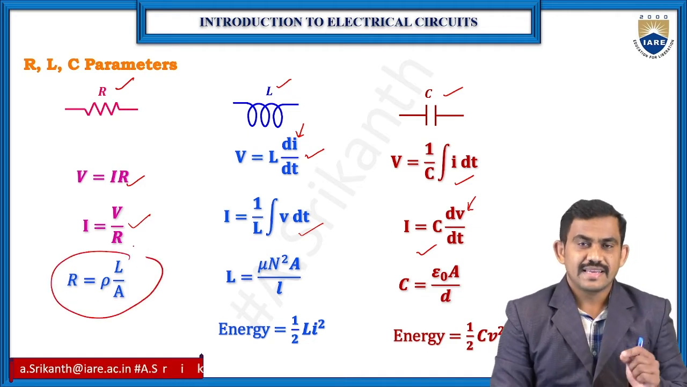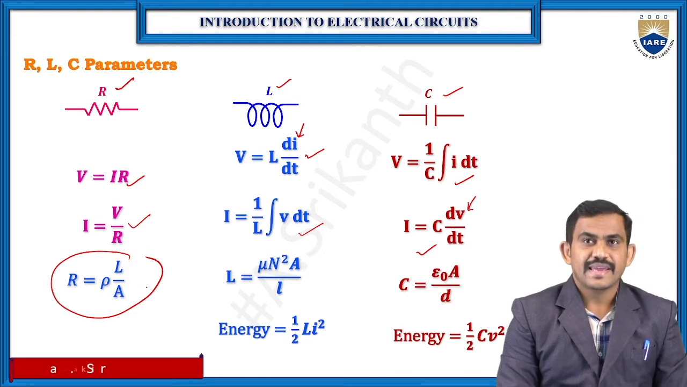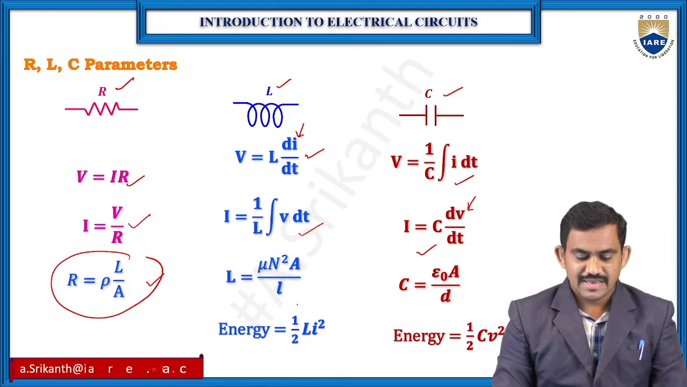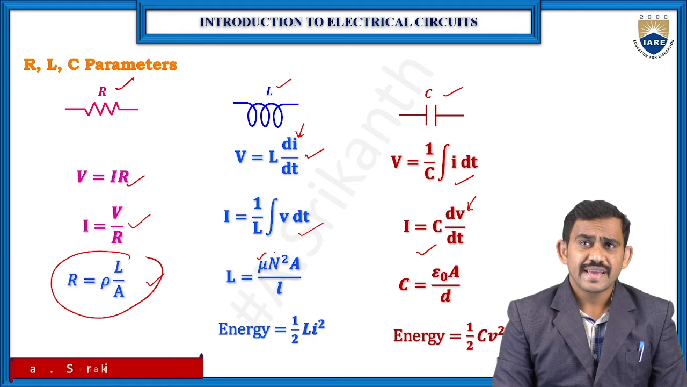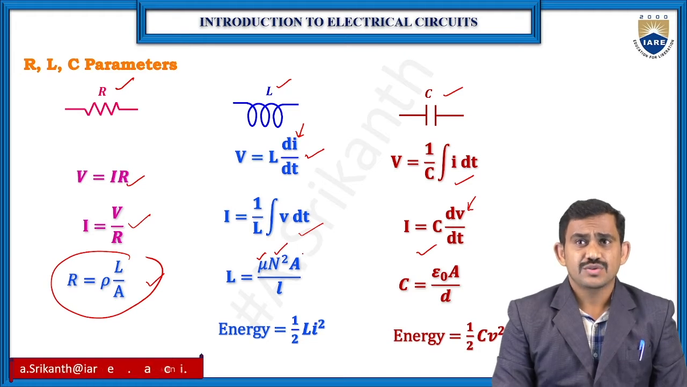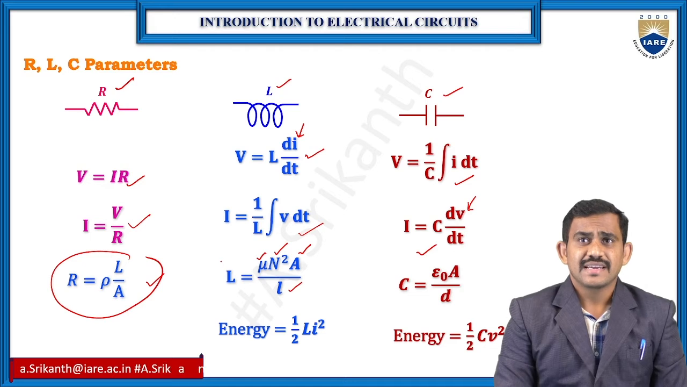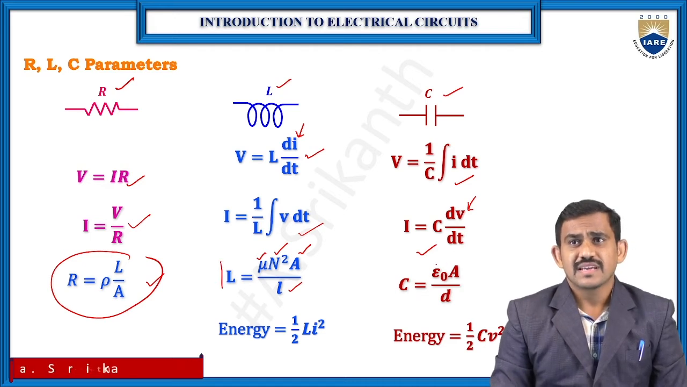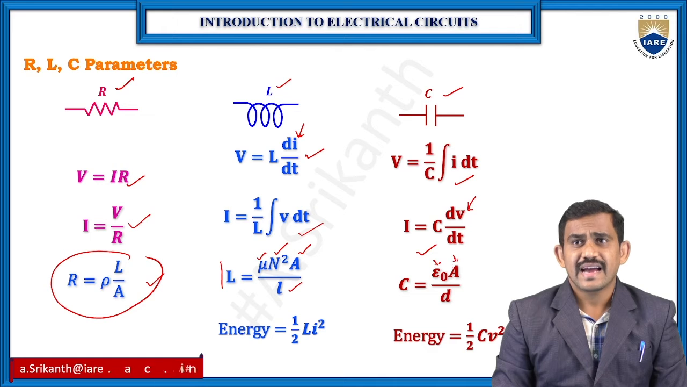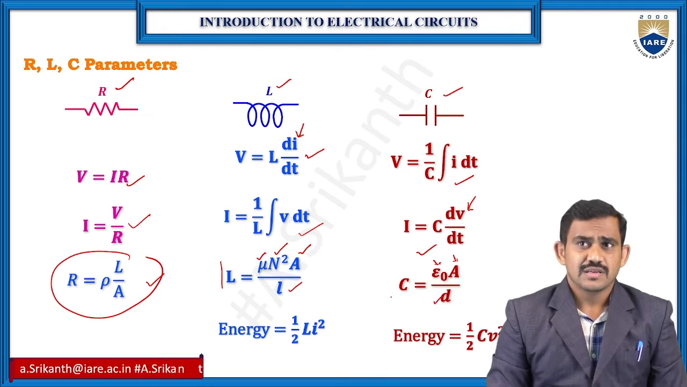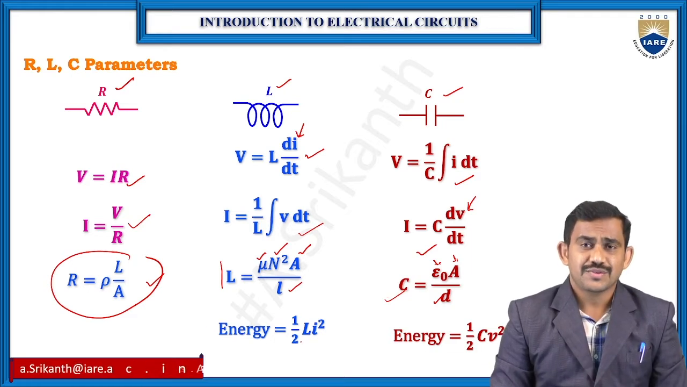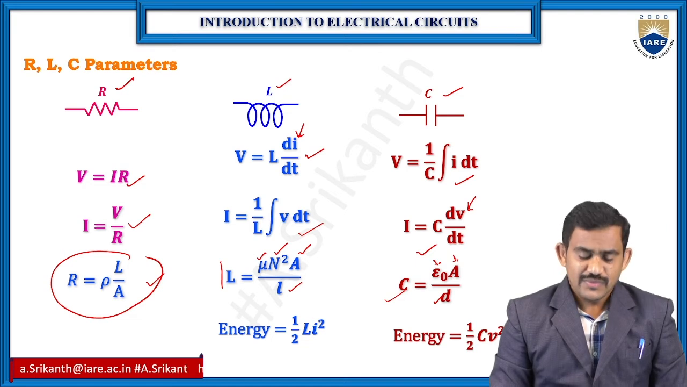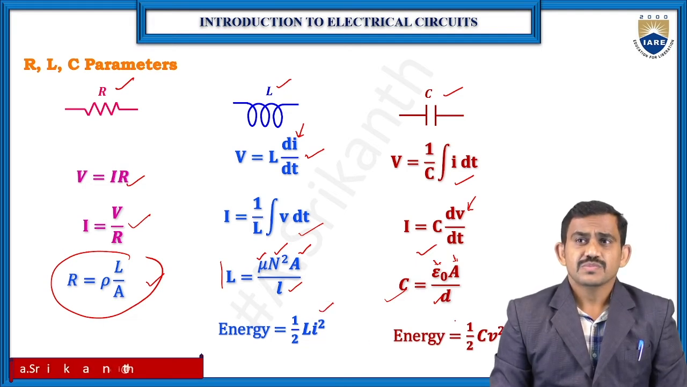For a single wire or any conductor, the resistance formula is rho L by A. The inductance formula is mu times N square, that is the number of turns squared, into area by length. The capacitor formula is epsilon naught A by D, where A is the area and D is the distance between the two plates. The energy stored in the inductor is half L i square, and similarly half C V square. So these are the formulas.